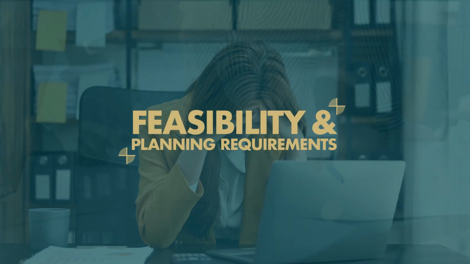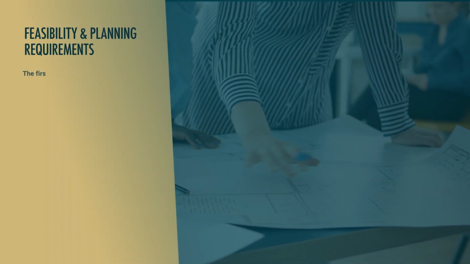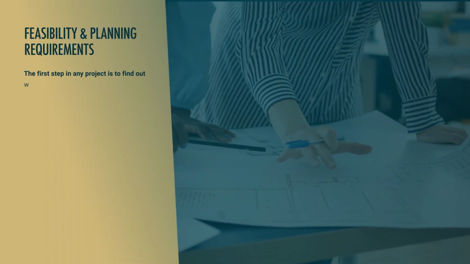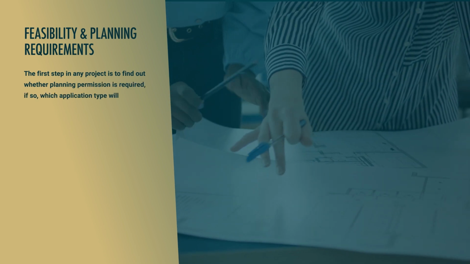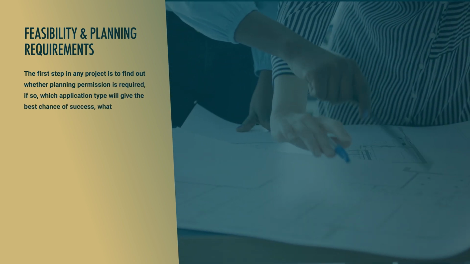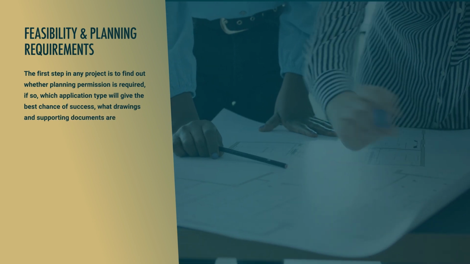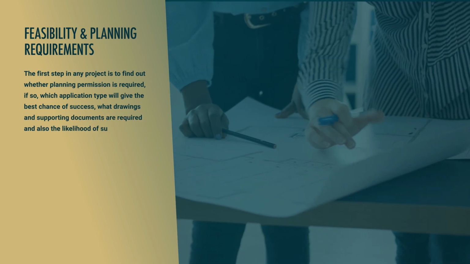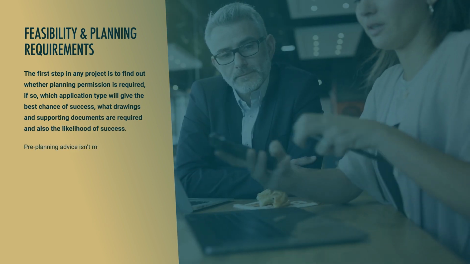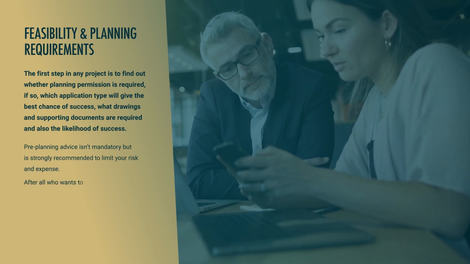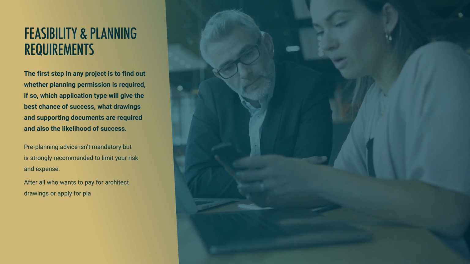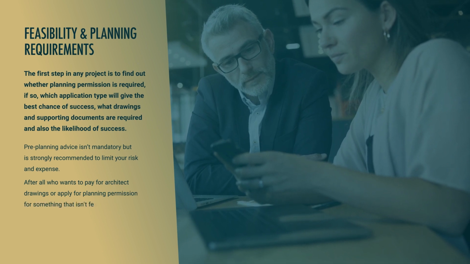Feasibility and planning requirements. The first step in any project is to find out whether planning permission is required. If so, which application type will give the best chance of success? What drawings and supporting documents are required, and also the likelihood of success? Pre-planning advice isn't mandatory but is strongly recommended to limit your risk and expense. After all, who wants to pay for architect drawings or apply for planning permission for something that isn't feasible?